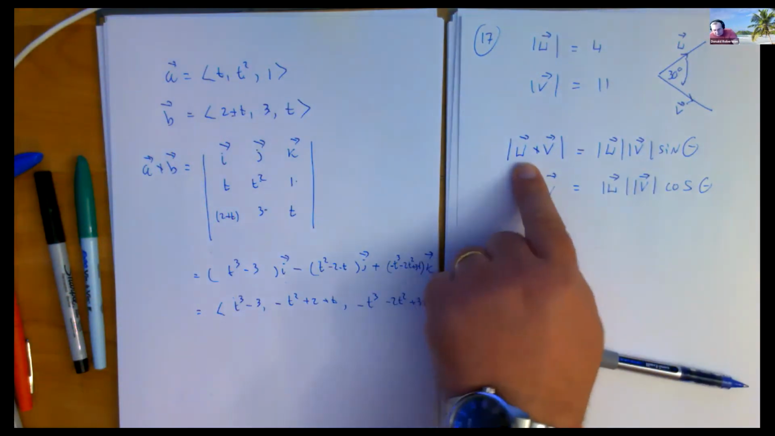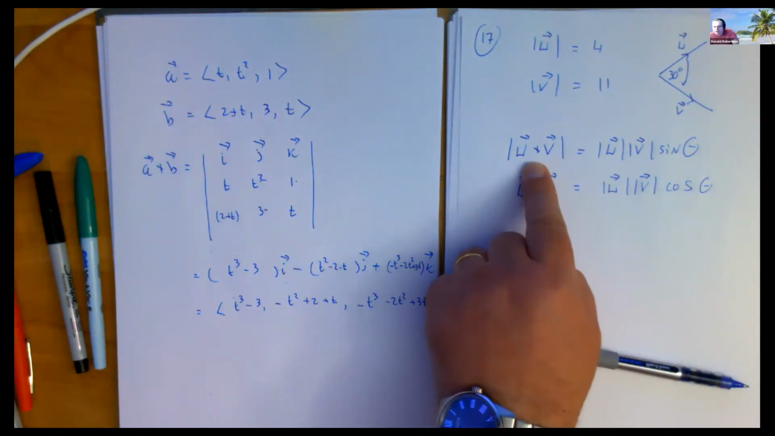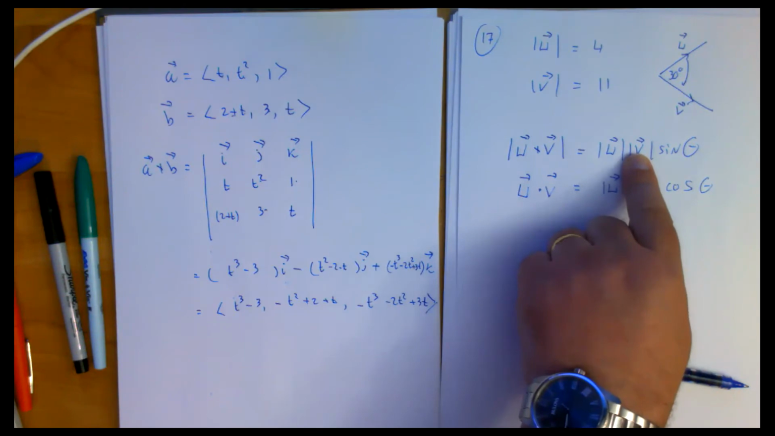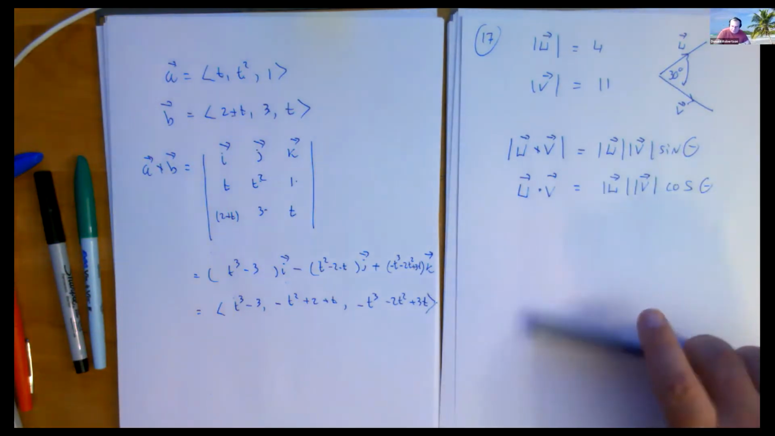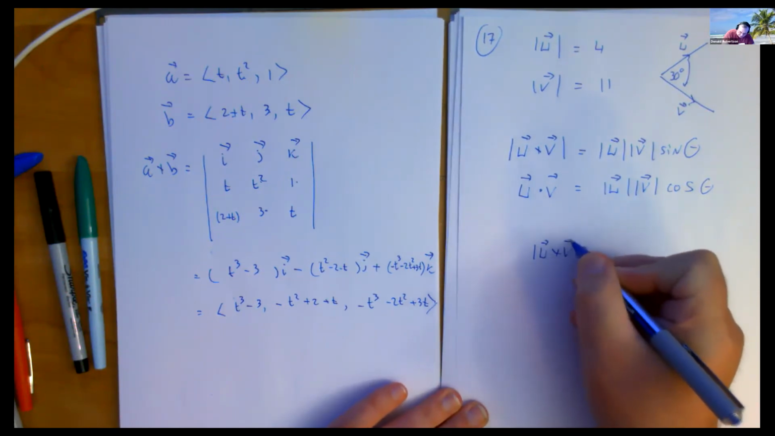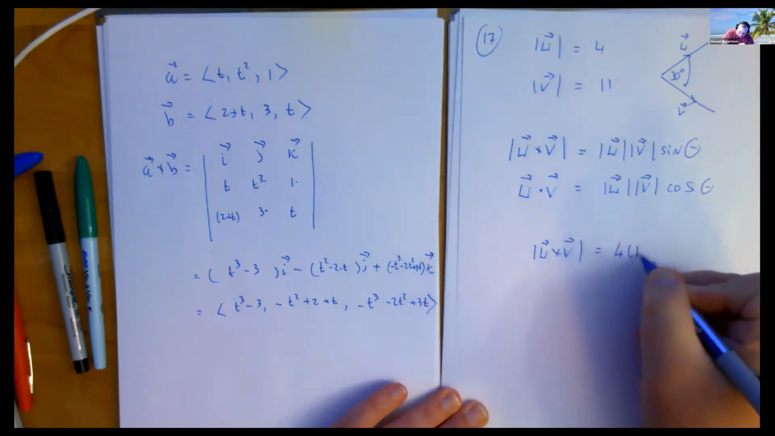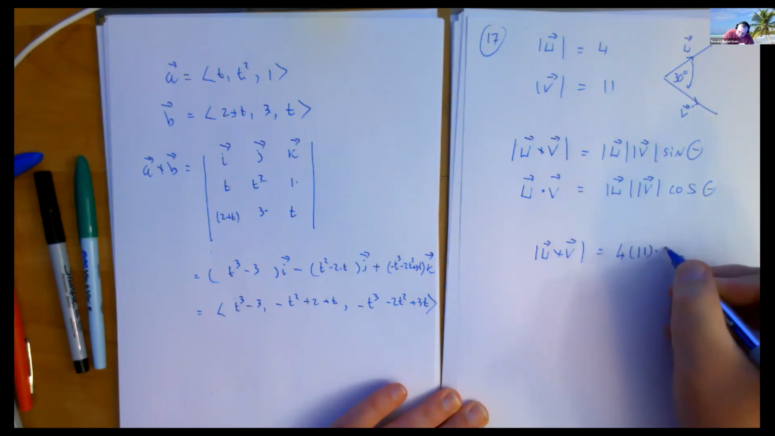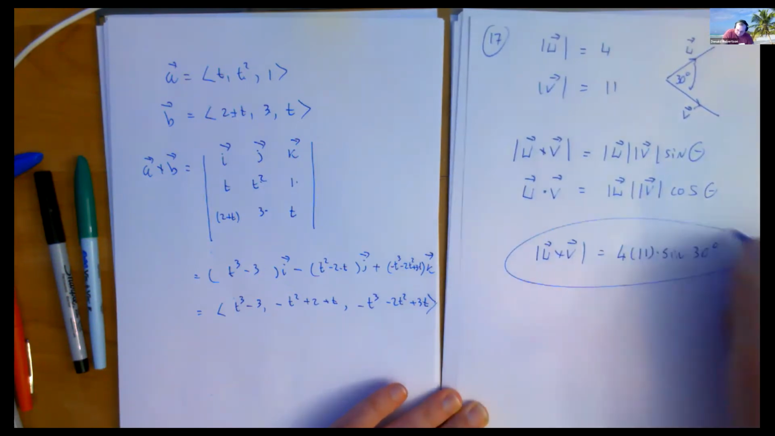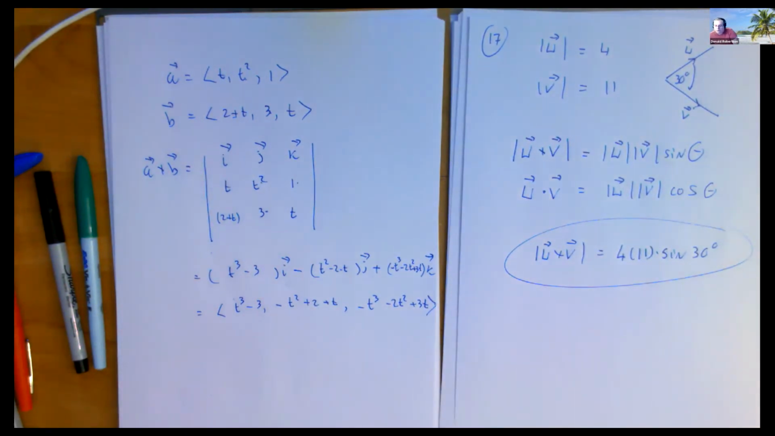Well, here we have another relationship. It says that the magnitude of the cross product, so that means it's a number, is the length of vector u, the magnitude of v, and the sine of the angle in between. So in this case here, if you want to calculate that guy, it's 4 times 11 times the sine of 30 degrees. Okay. What else is the magnitude of u cross v?